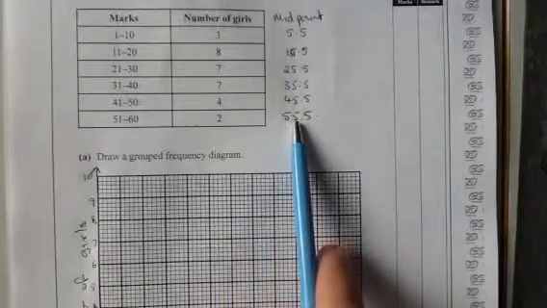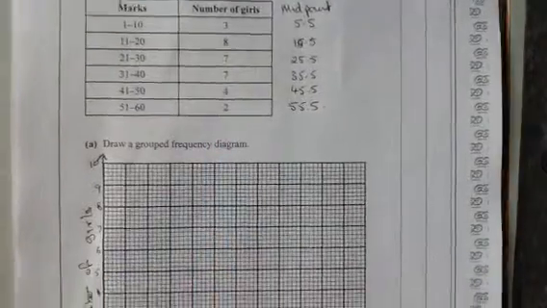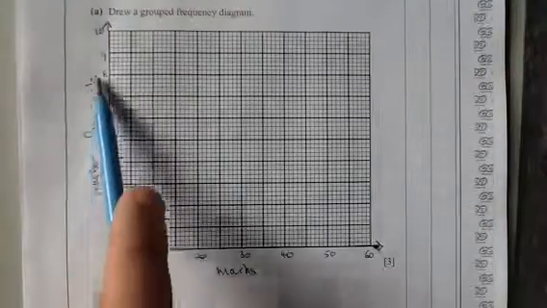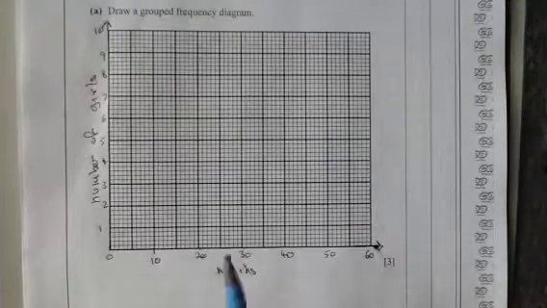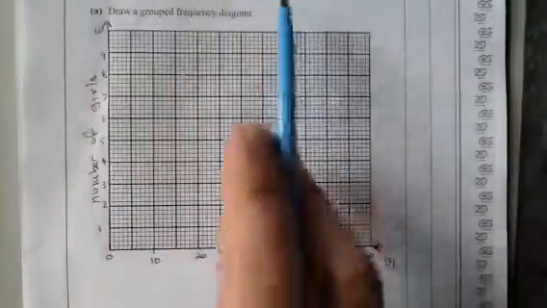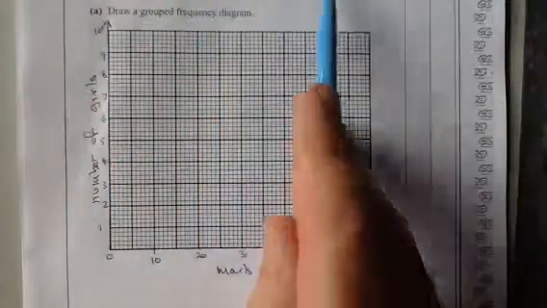So I'm going to plot those on my horizontal axis and these on my vertical axis. Now if you have a look, I've set this out already for you. I've labelled number of girls on the vertical axis, marks on the horizontal, and then I've chosen a scale to fit in my groups, my midpoints and my frequencies: the frequencies from 1 to 10, and then the midpoints.